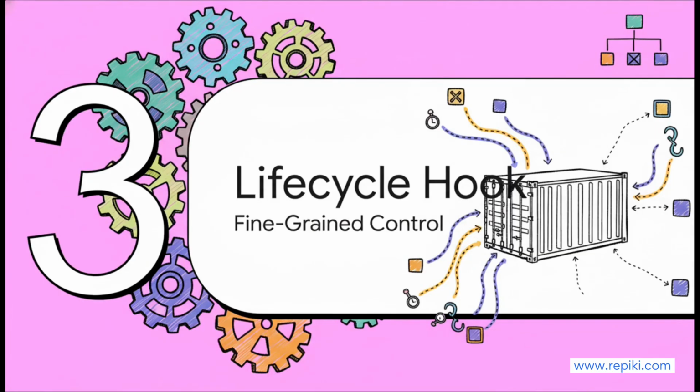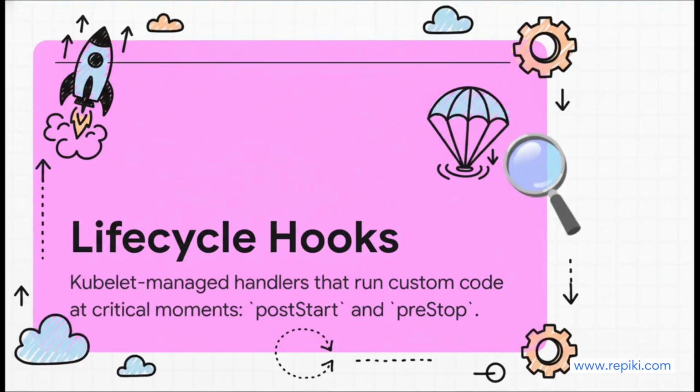All right, so our app startup is solid now, thanks to init containers. But that's only half the story, isn't it? What about the rest of the container's life, especially when it's time to shut down? For that, we need a different kind of tool. We need lifecycle hooks. So what are they? Basically, lifecycle hooks are your way of telling Kubernetes, hey, I need you to run this specific command for me at a very specific moment.